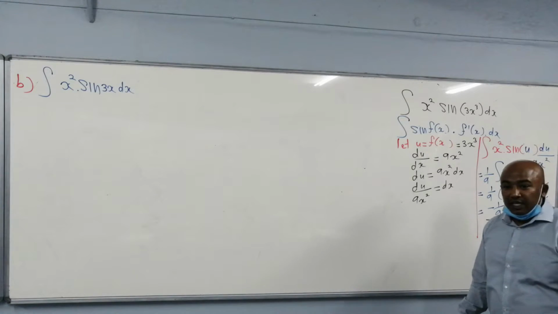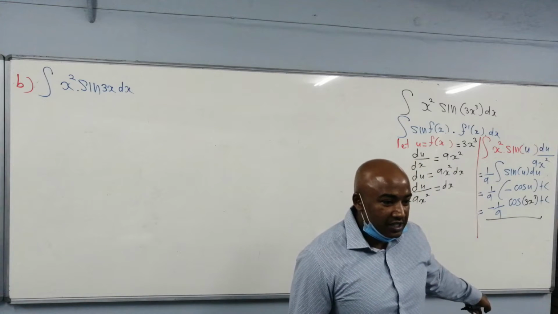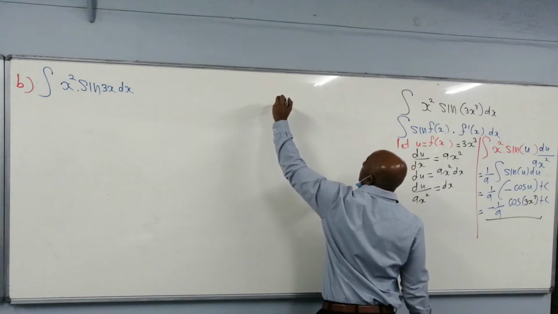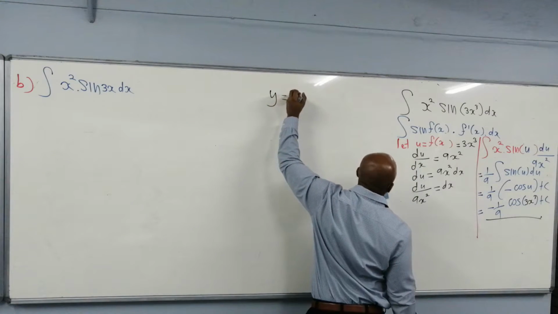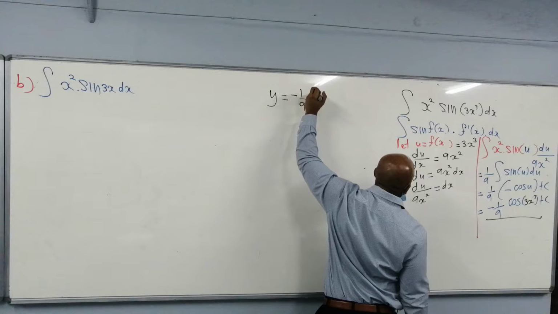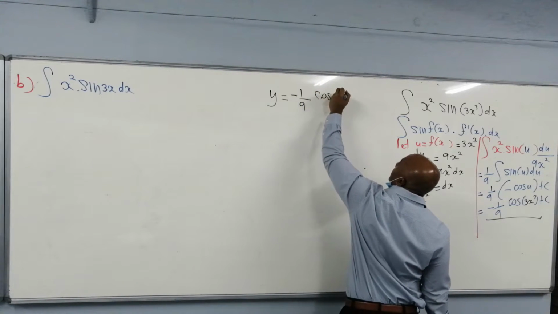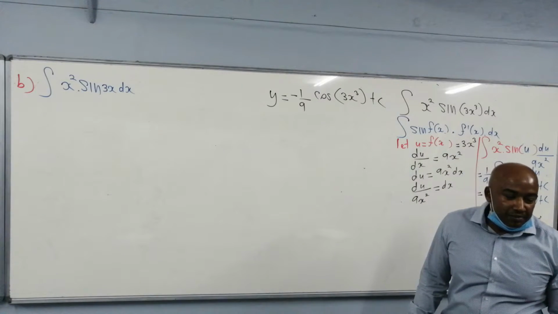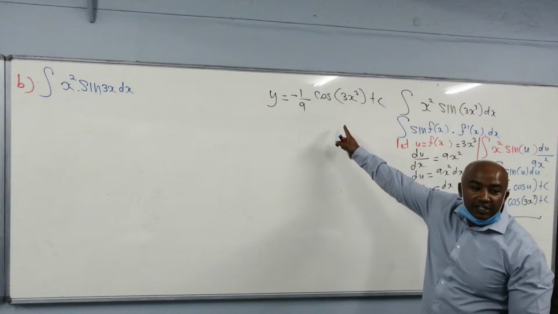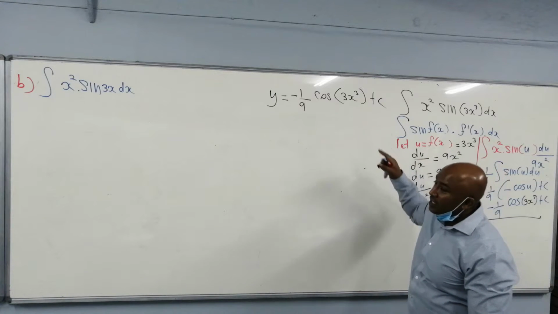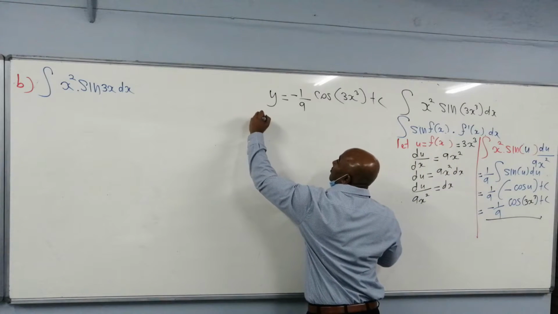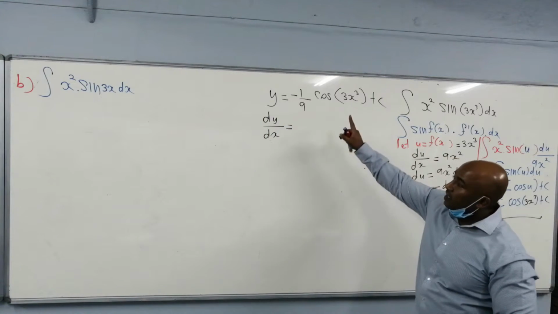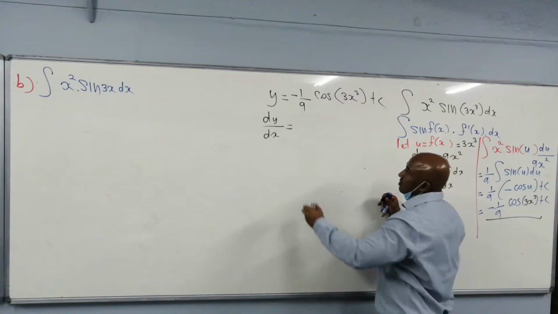So that's one type. Now let's take this and differentiate it. Let's revise the N5 work one time. Let's take this example here. So let's take the answer. y is equal to minus 1 over 9 cos of 3x cubed plus c. Let's go back to chapter 2 in N5 differentiation. Okay. So what is the derivative here? So if I go dy over dx, the derivative of cos is what?